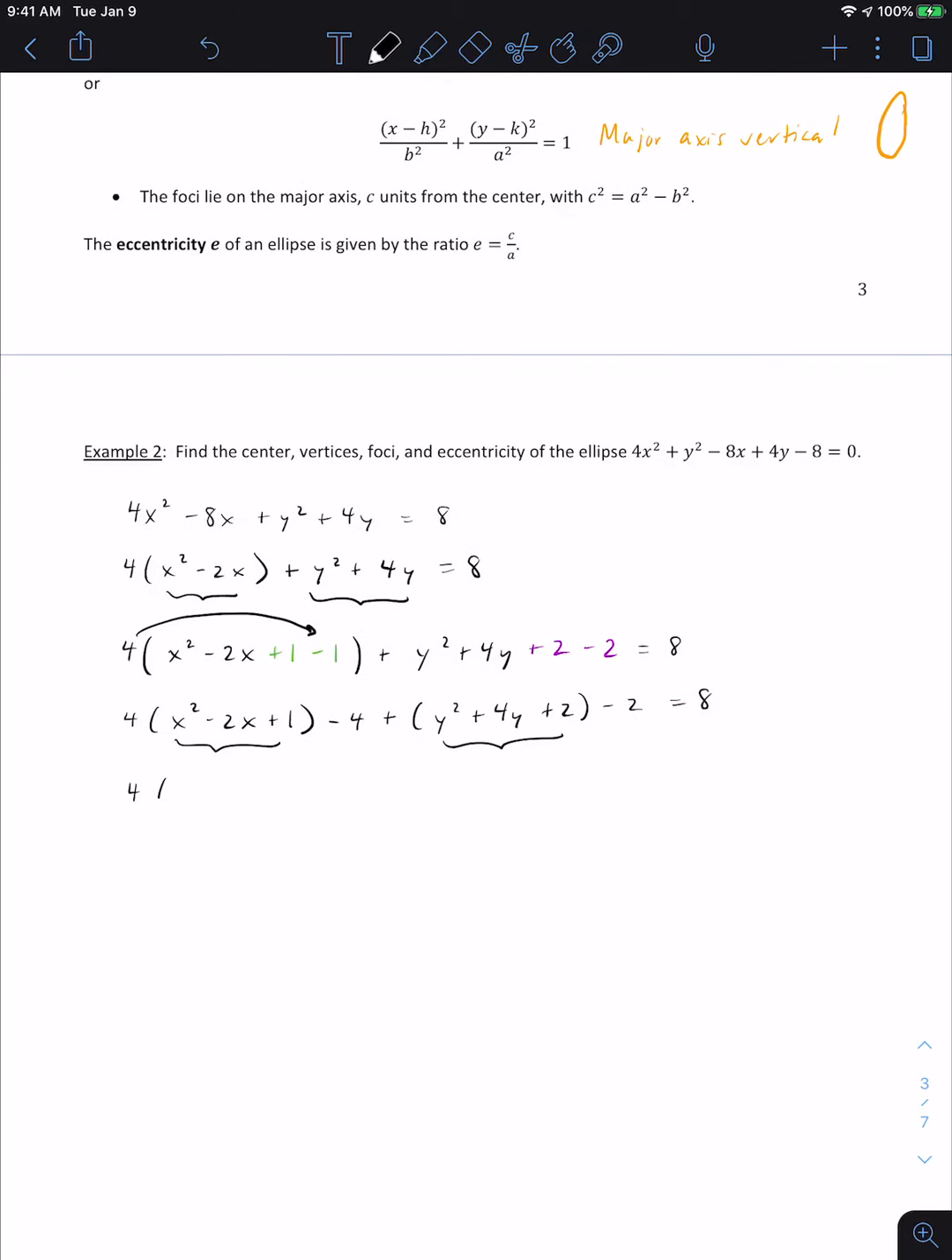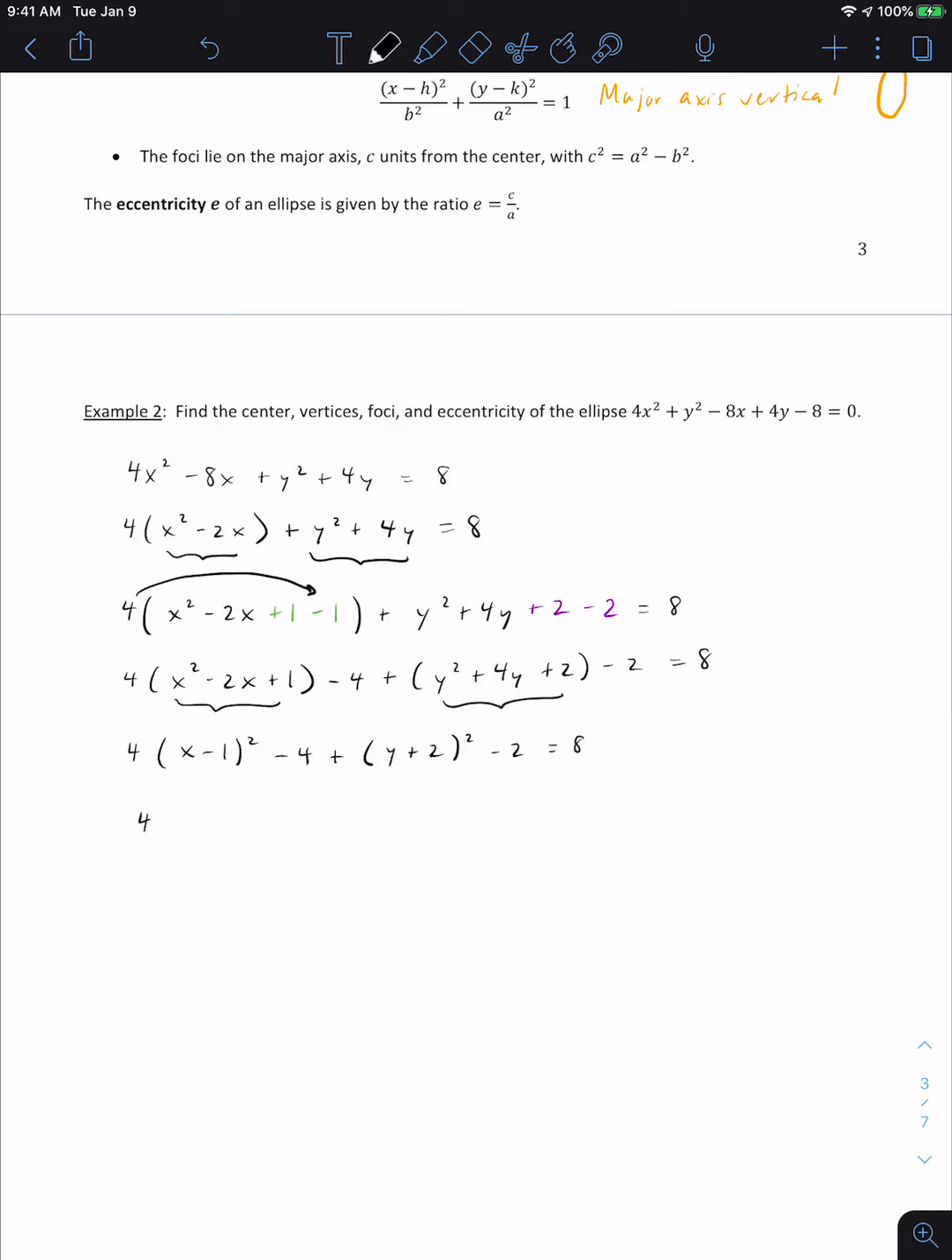Right? So 4 times, now remember it's x and then plus the middle term divided by 2. So the middle term is negative 2, so I divide that by 2, I get negative 1. So x minus 1 quantity squared minus 4. Plus, and then I would do the middle term, which is 4, divided by 2, which is 2. So I get y plus 2 quantity squared minus 2 is equal to 8. So 4 times x minus 1 squared. And now if I add 4 and add 2 to the other side, I would get 14.